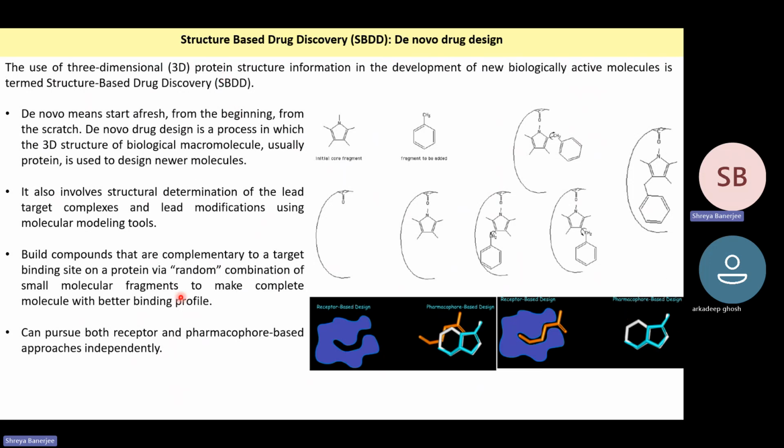So structure-based drug discovery means that we need to know the three-dimensional structure of the receptor binding site. Based on that, compounds can be built by combination of different molecular fragments to perfectly fit with the binding site. And in that way, the drug can be optimized.